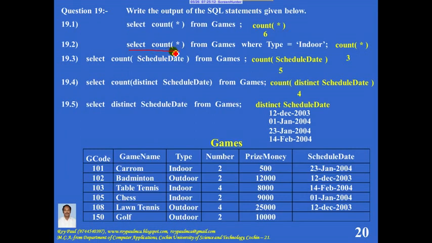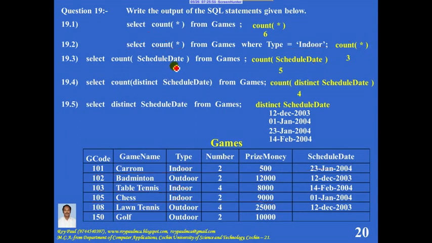Now select count star from games where type is equal to indoor. In order to write the output of a statement, after select, whichever column name is given, that should come as the heading. So count star means the rows are counted. Now which type of rows will be counted? Where type is indoor. So here the type is indoor, so this row will be counted 1. Here the type is indoor, so this row will be counted 2. Here the type is indoor, so this row will be counted 3. So here you get the answer 3.